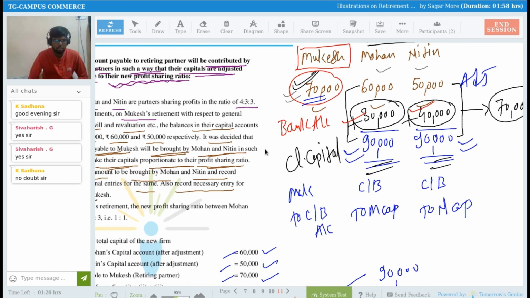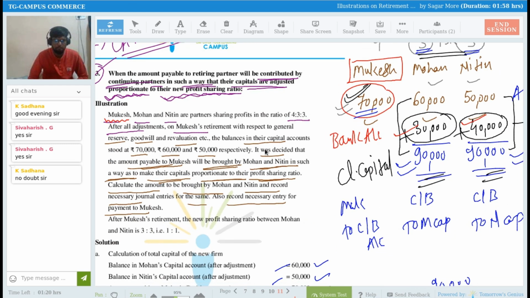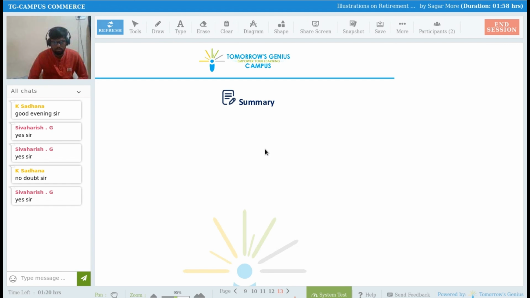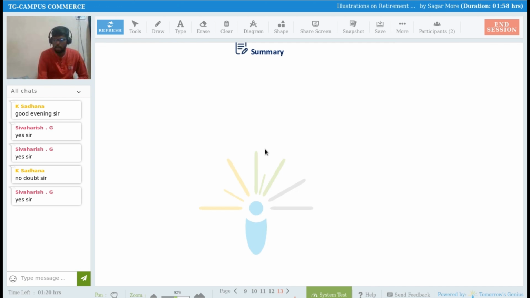Have you understood or not? Sadhna, yes? Shivarish, understood or not? Okay. So which concept did we study here? Adjustment of partner's capital.